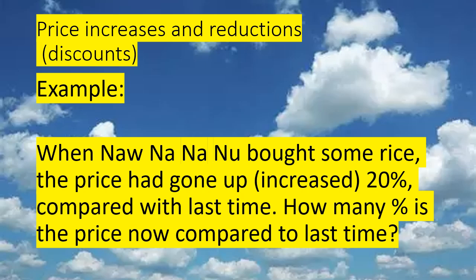Okay, we're going to look now at price increases and reductions. Price reductions are called discounts. So let's look at the example. When Nona Nanu bought some rice, the price had gone up or increased by 20% compared with last time. How many percent is the price now compared to last time?